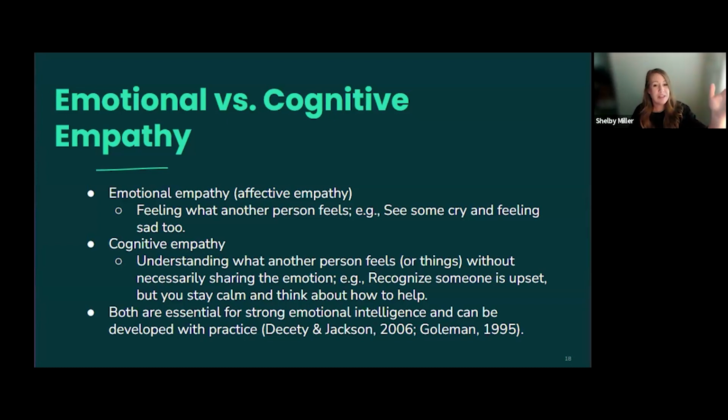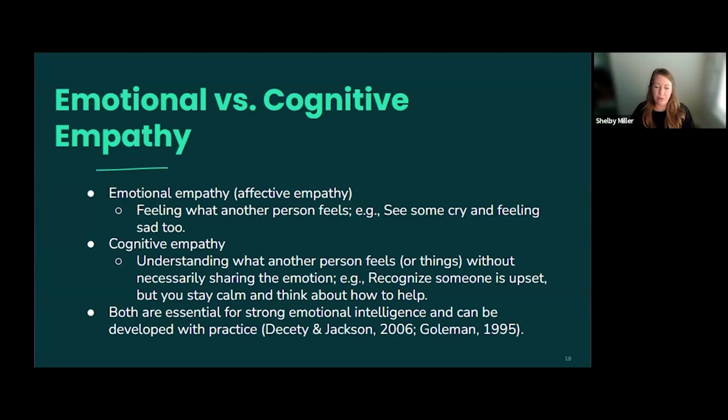Just because you have emotional empathy doesn't mean you have cognitive empathy. You could be one or the other. Both forms of empathy matter for emotional intelligence. Emotional empathy helps you connect with people and have genuine care for people. Cognitive empathy is what helps you understand their perspective and regulate your emotional response appropriately to it.